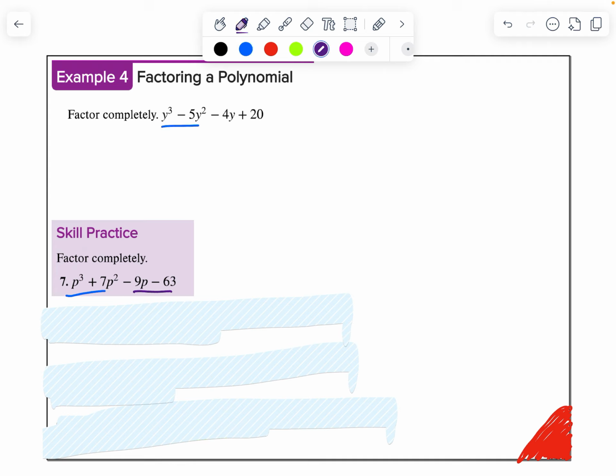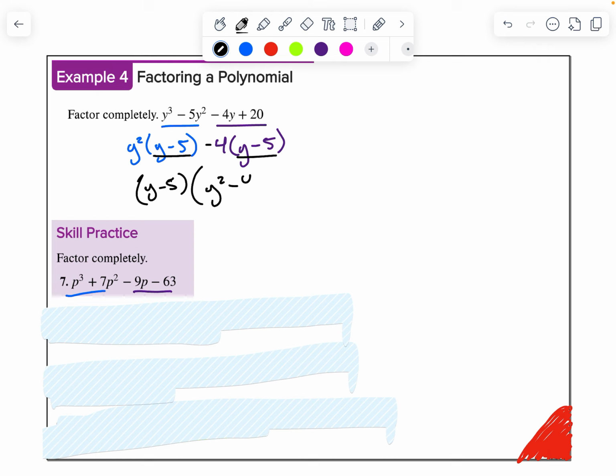So I'll group the blue and the purple here and do a GCF for each. Y squared out of the first group gives you y minus 5. Again, please go back and review any of these videos that you feel that you need to. The purple group, 4 is a GCF, and I'm taking out a negative 4. And notice that the y minus 5 is in common in both, so I can take y minus 5 out of each and have left y squared minus 4. But wait, that's a difference of squares. So now we've done grouping, and now difference of squares tells us that y squared minus 4 is y minus 2 and y plus 2. And that is my final answer.